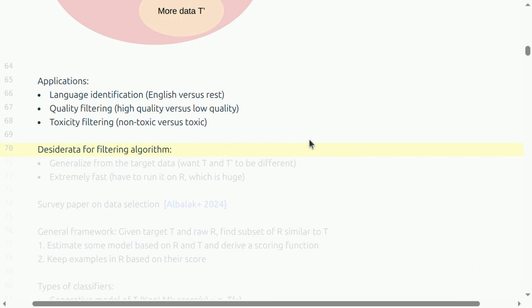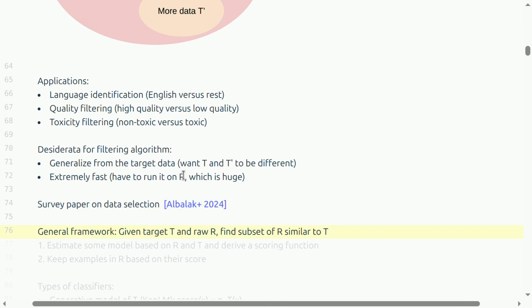For a filtering algorithm, you want some generalization from the target data, because you already have the target data. You don't want to get only the target data. But you also want it to be extremely fast, because you have to run it on the whole internet. This could be 100 trillion tokens worth of data. So generally with filtering, you end up with a very small fraction, a single-digit fraction, of your entire data.